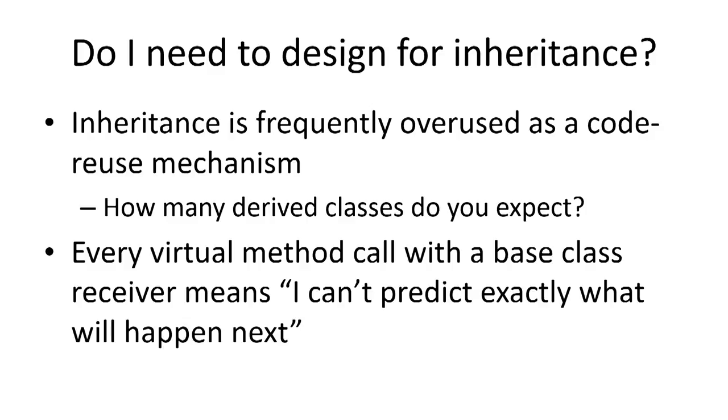And the other thing that I think about is, as I said in the previous episode, every time you call a virtual method where the receiver is of the base type, you are essentially saying, I'm hoping that the derived type is going to do the right thing, but I don't necessarily know what it's going to do. I haven't necessarily tested what it does. I can't necessarily predict what's going to happen next. That worries me, and I would like to try to remove that uncertainty as much as I can.